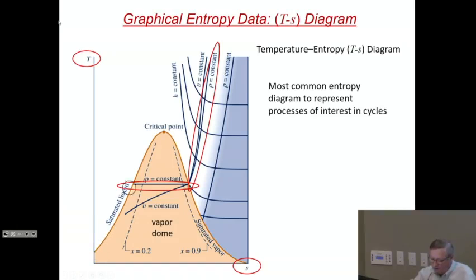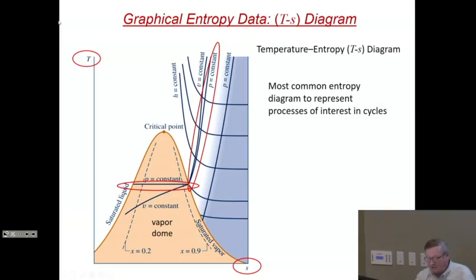The vapor dome looks exactly like it did in the PV diagram. It looks like a vapor dome. Here is your saturated liquid, so S sub F is here. Here is your saturated vapor, so S sub G is right here. And as you move through your vapor dome, say at constant temperature, you are going to switch your entropy and at the same time, the quality of your vapor.